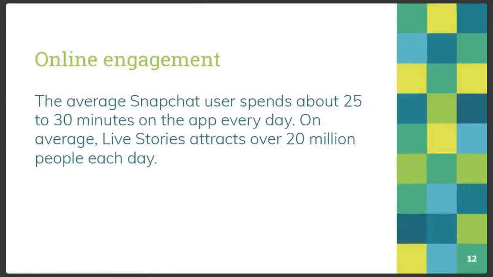On average, a Snapchat user spends about 25 to 30 minutes on the app every day. Yeah, I'm probably guilty of that myself. Over 25% of users spend just as much time messaging friends and poring over media content through live stories and Discover. Compared with Twitter, it's 5 times more effective at getting people to spend time on the platform on a per-user basis. On average, live stories attract over 20 million people each day.